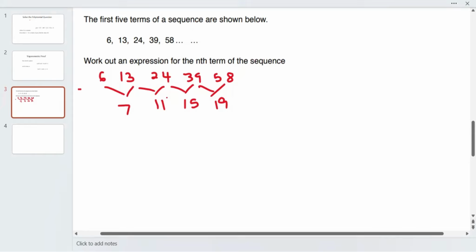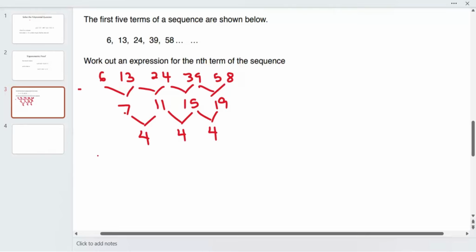So you find the second difference now. 11 minus 7 is 4. 15 minus 11 is 4. 19 minus 15 is 4. Now, since the second difference is the same, it means that what we have here is a quadratic sequence. Now, the next thing we want to do is try and get the nth term of this quadratic sequence.